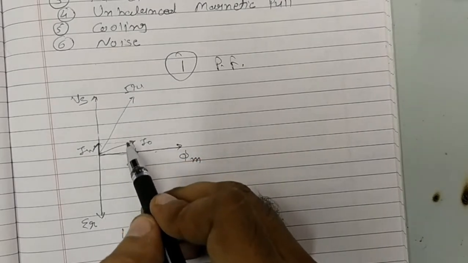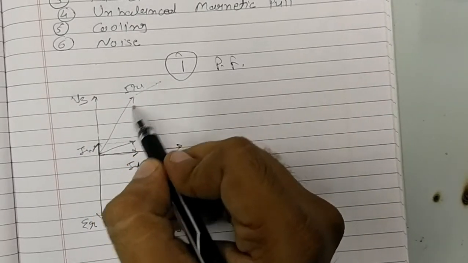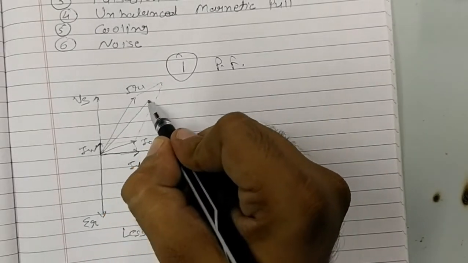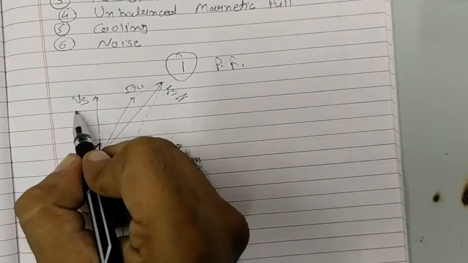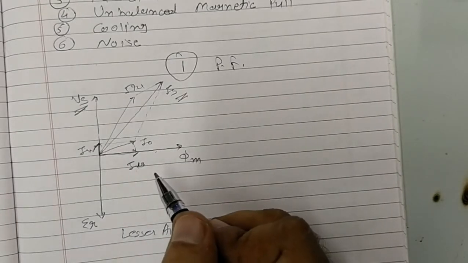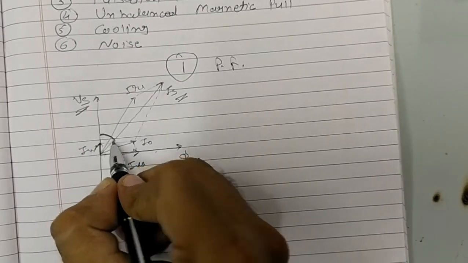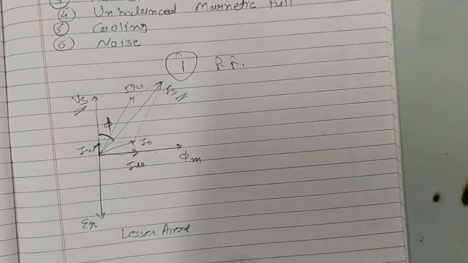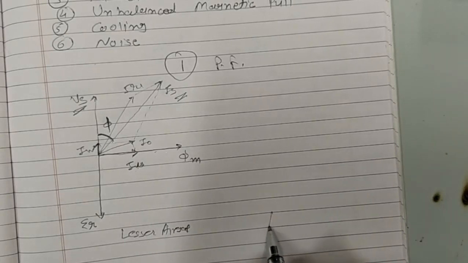So let us combine these two vectors. It will be like this: I0 a vector like this, and IR1 a similar vector like this. And this is going to be the stator current IS. The angle between IS and VS is going to be phi, from which we can find out the power factor. So this is my angle phi for lesser air gap, and cos phi is going to be the power factor. Let us draw the same vector diagram for a higher length of the air gap.